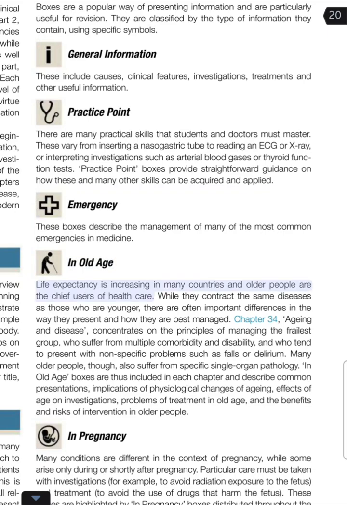In old age, life expectancy is increasing in many countries and older people are the chief users of health care. While they contract the same diseases as those who are younger, there are often important differences in the way they present and how they are best managed.